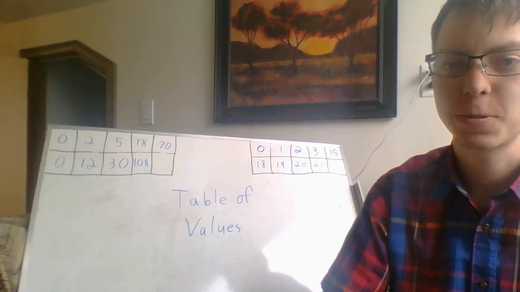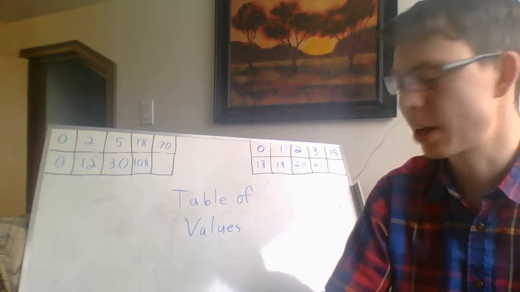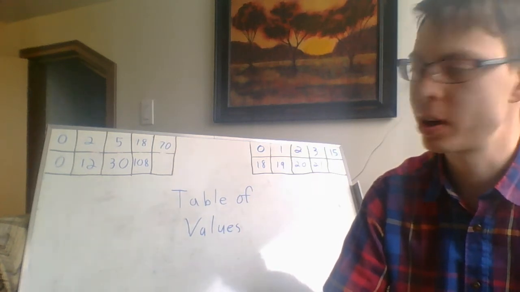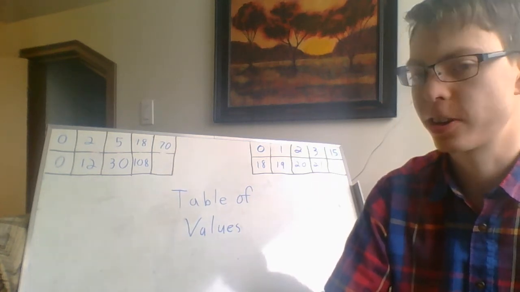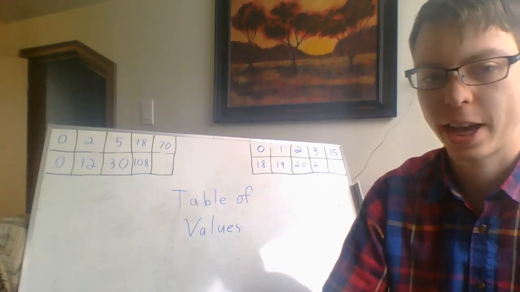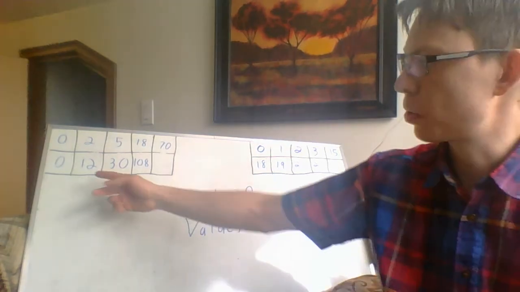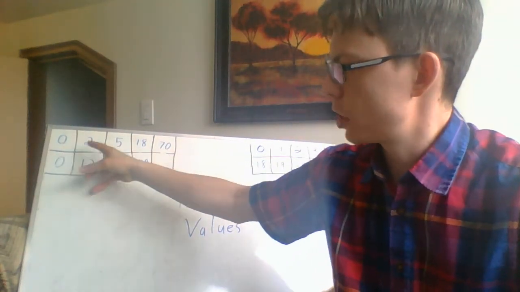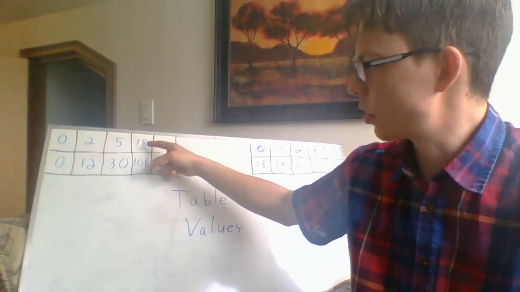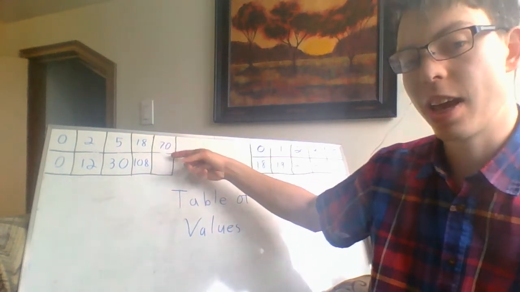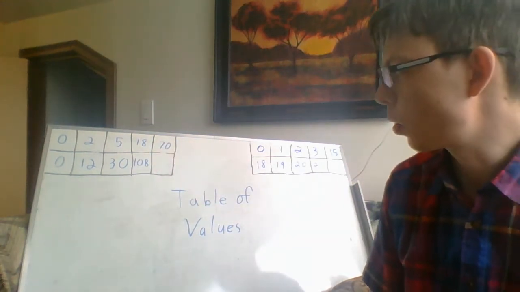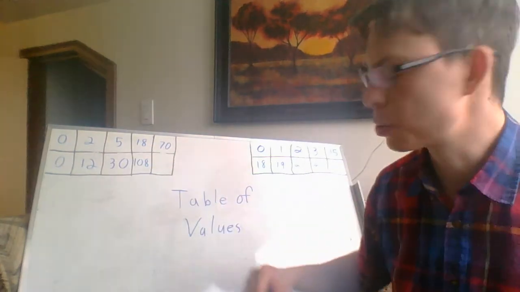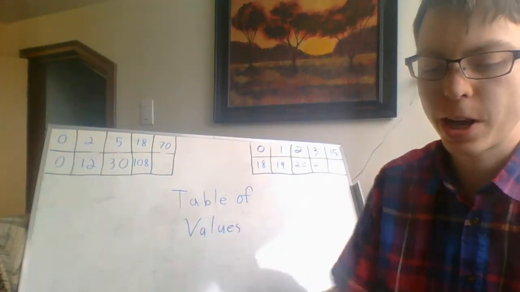Hi, in today's lesson we're going to be learning about table of values and what that means, understanding data point entries and understanding the relationship between the two points of data. Okay, so first we'll take a look at this table up here. We can see that we have 0, 0, 2 and 12, 5 and 30, 18, 108, and 70, and a missing number. Our goal is to solve what the relationship is between the pairs of numbers, as well as find this missing data point.